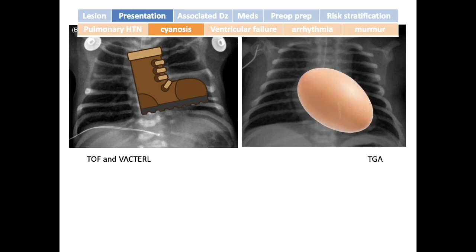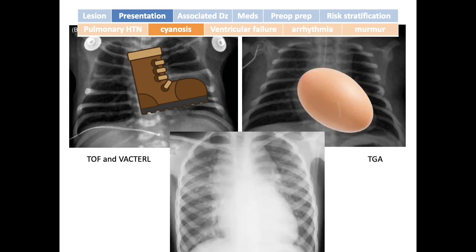The last plain radiograph shows the snowman sign of TAPVR or total anomalous pulmonary venous return. In type 1 TAPVR, the four pulmonary veins coalesce at the supracardiac level to form a vertical vein, which commonly drains into the innominate vein.